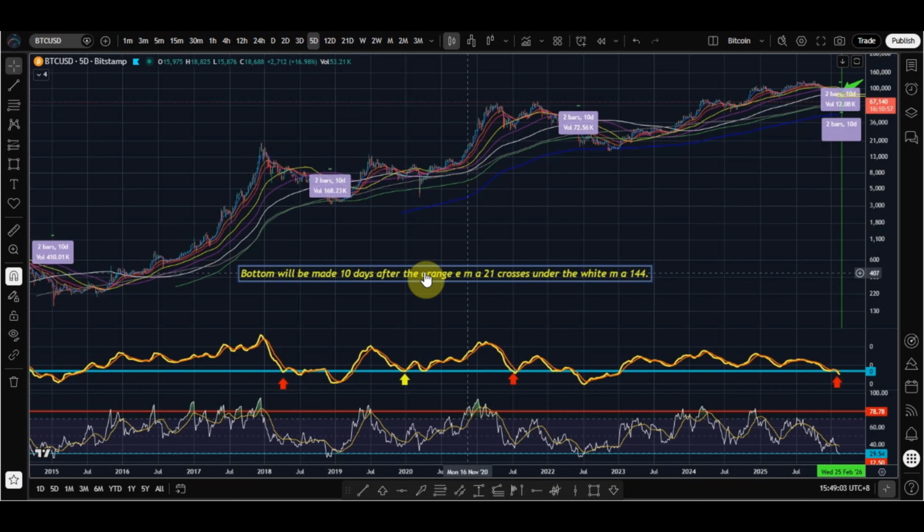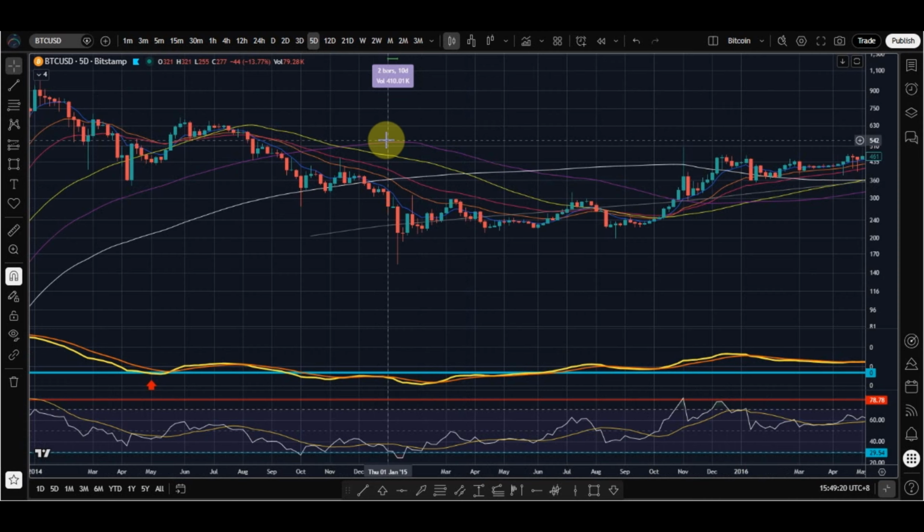This indicator shows us every time before when the orange EMA 21 crosses under the white MA 144, which is what is happening currently. We see the first bear market when this happened. 10 days later, the bottom was made.